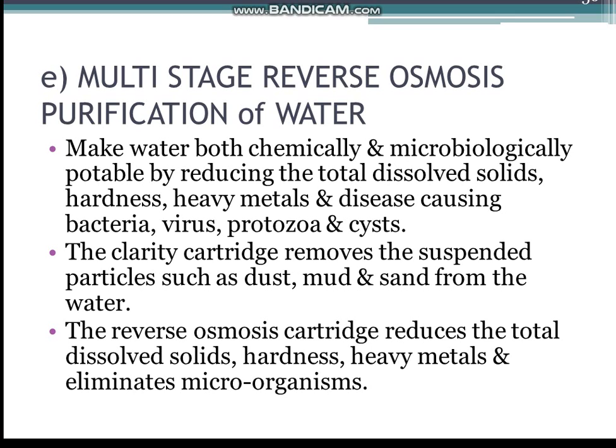Multi-stage reverse osmosis purification of water. Multi-stage reverse osmosis purification process is used to make water both chemically and microbiologically potable by reducing the total dissolved solids, hardness, heavy metals, and disease-causing bacteria, virus, protozoa, and cysts. The clarity cartridge removes the suspended particles such as dust, mud, and sand from the water. The reverse osmosis cartridge reduces the total dissolved solids, hardness, heavy metals like arsenic, lead, mercury, and eliminates microorganisms.